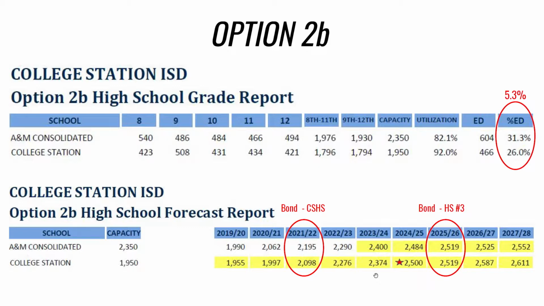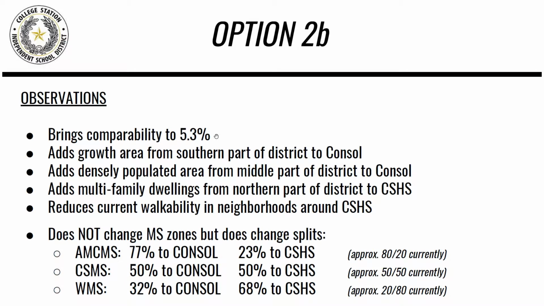Any questions before? Again, our observations, comparability, as you just saw, 5.3%. Does add a growth area from the southern part of the district. That's the movement down to basically Welborn Road. Densely populated area from the middle part of the district. That is Dove Crossing, the neighborhoods we mentioned previously. Adds multifamily dwellings from the northern part of the district.